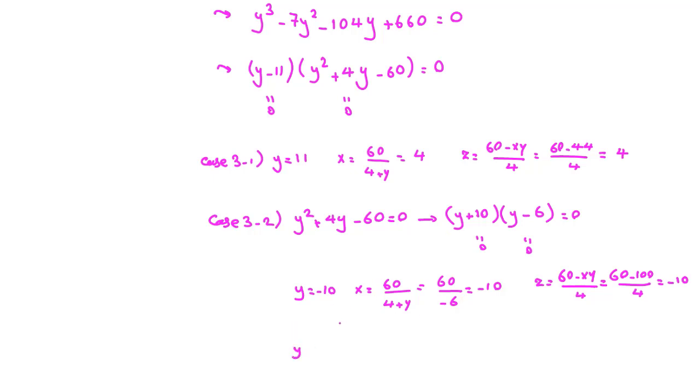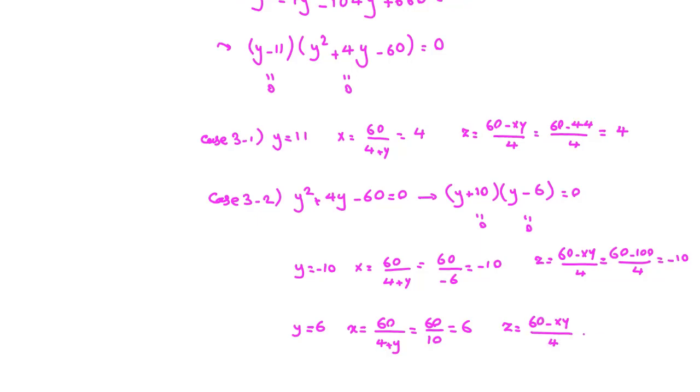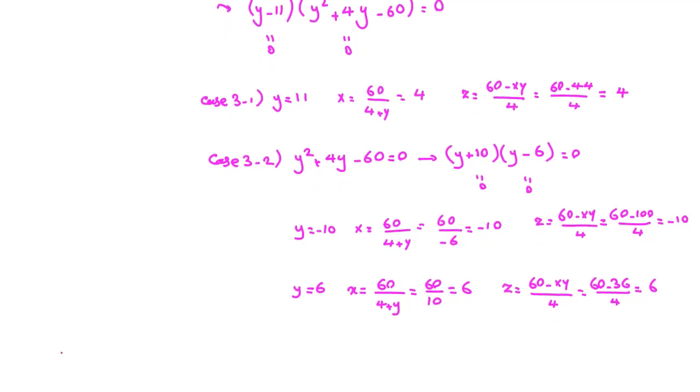And the last part, y minus 6 equal to 0. So y equals 6. So x equals 60 over (4 plus y). 4 plus 6, 10. 60 over 10 equals 6. And z equals (60 minus xy) over 4. (60 minus 36) over 4, 24 over 4, 6. So here we found 3 x's. So you can check all answers are satisfied. The question asks for the sum of the squares of the possible cases of x. So in this case, x is 6, 6 squared. In this case, x is negative 10.